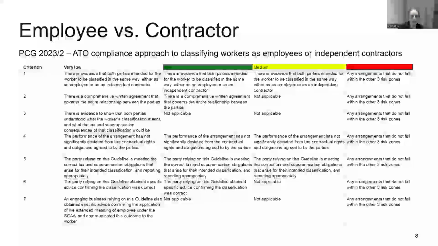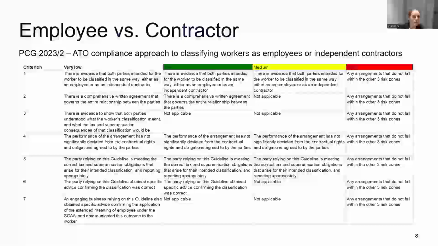So this table is taken straight from the PCG, and it just goes through the criteria that you have to meet under each category. So to cover off on the very low risk category, in order to fall into this category, you have to have a comprehensive written agreement that governs the entire relationship between the parties.